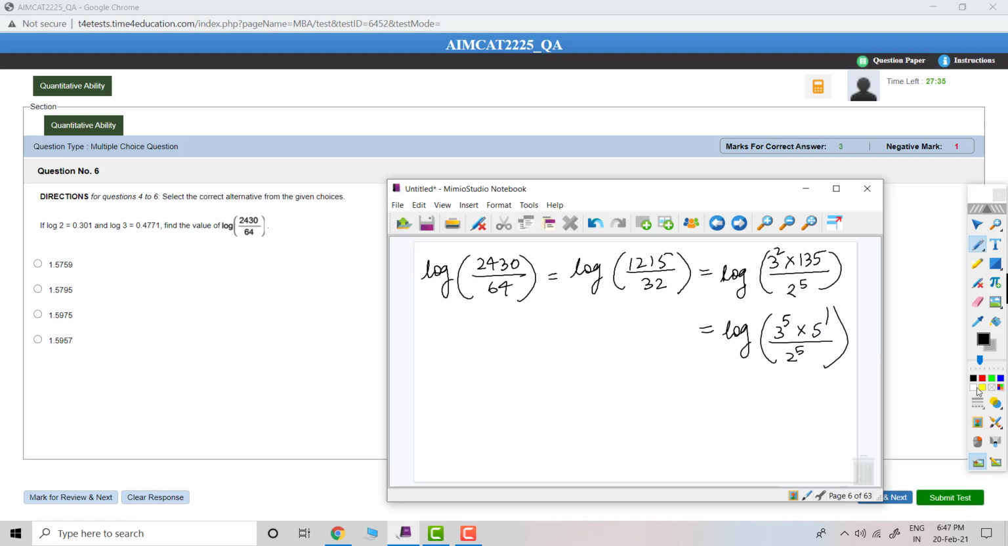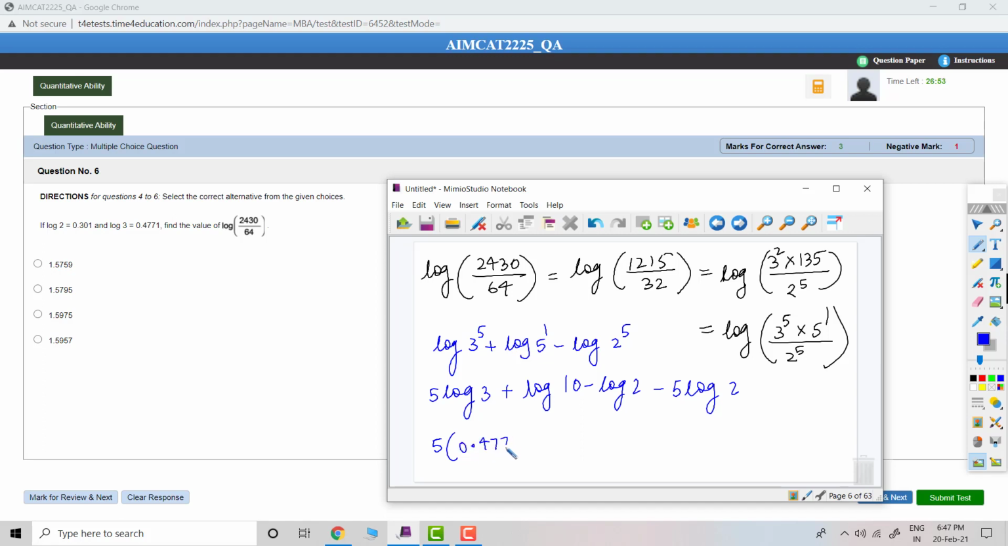Okay everyone, now let's solve this. Now can I write this as log of 3 to the power 5? Okay, hold on, let me change the ink. Now look here, log of 3 to the power 5 plus log of 5 to the power 1, minus log of 2 to the power 5. This becomes what? Tell me. 5 log 3. Okay, log 5 we don't know. Can I write log 5 as log of 10 by 2? Like that is log 10 minus log 2, minus 5 log 2.